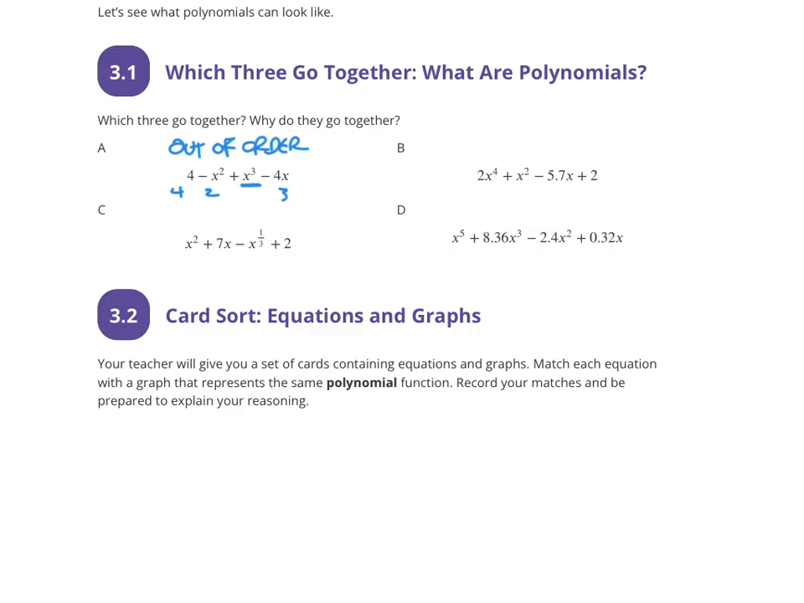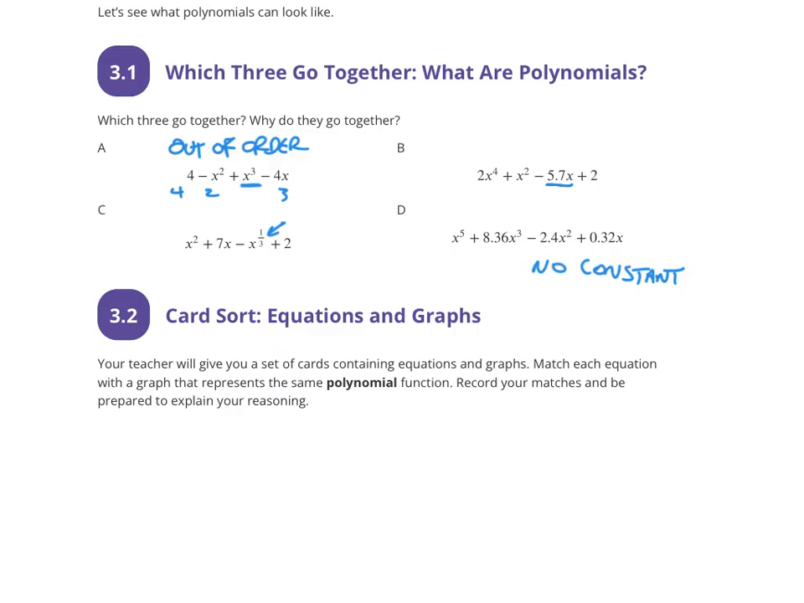What's wrong with B? I don't know. It has a decimal as a coefficient. It's written in proper order. Only thing I see is the decimal. C is the only one with a fractional exponent. This is not a polynomial because it has a fractional exponent. And D, you don't have a constant term, so there's no constant here. All of them have an x, which can be factored out.